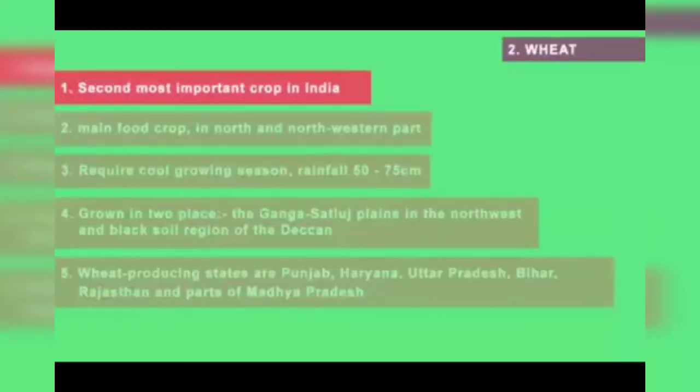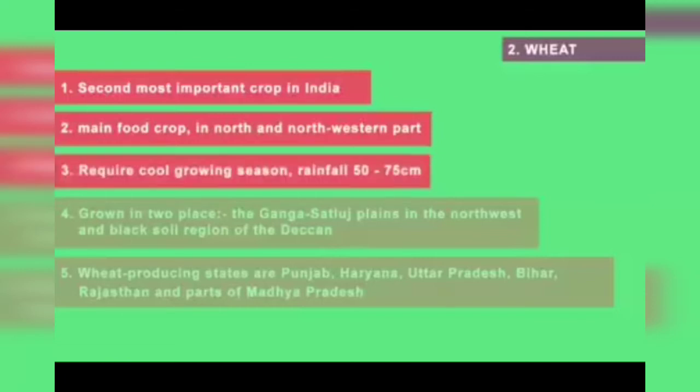And the second crop is wheat. It is the second most important crop in India. It is the main food crop for the people of north and northwestern part of the country. Now this crop requires a cool growing season. So that means it should be grown during the winter. And during winter, Rabi crop is grown. So wheat is a Rabi crop.